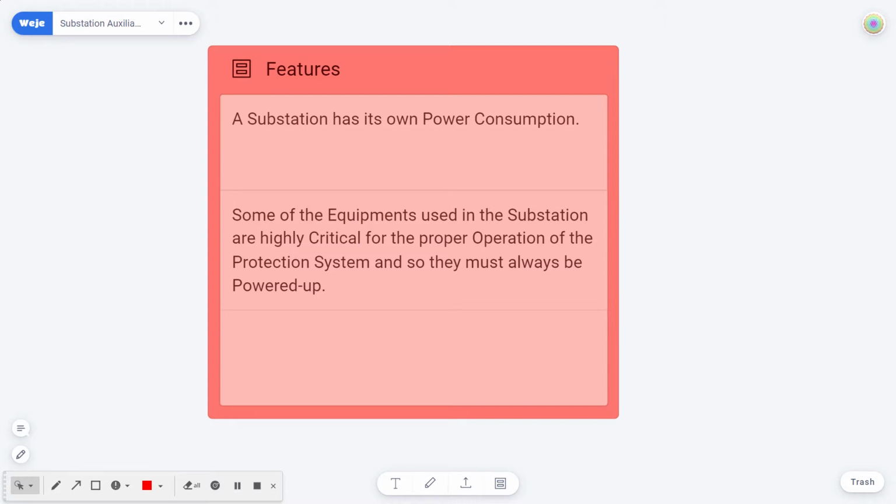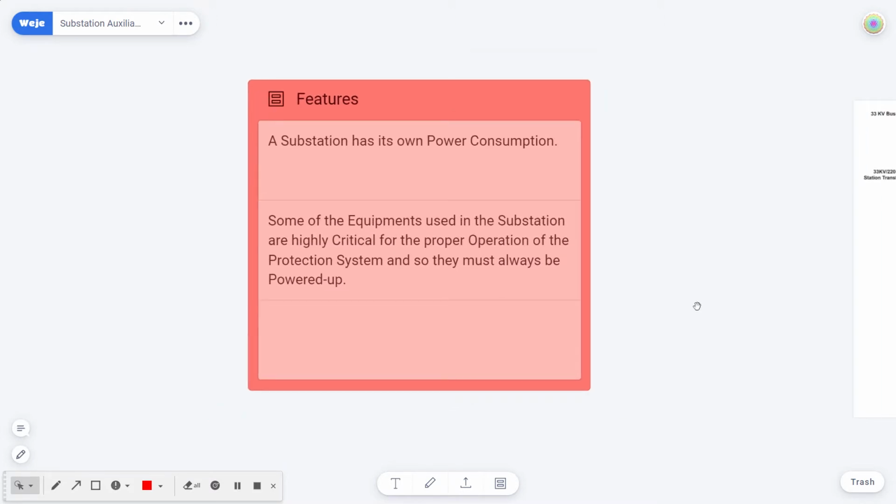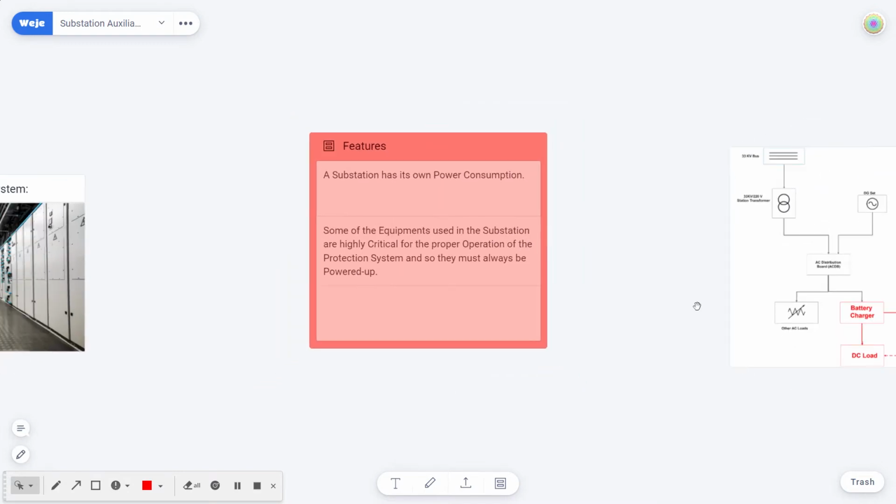And we cannot afford to have an interruption in their power supply, because if these devices are not energized, in case of fault, the protection system may not function, and which can be a disastrous situation. So we need an auxiliary power supply in a substation.